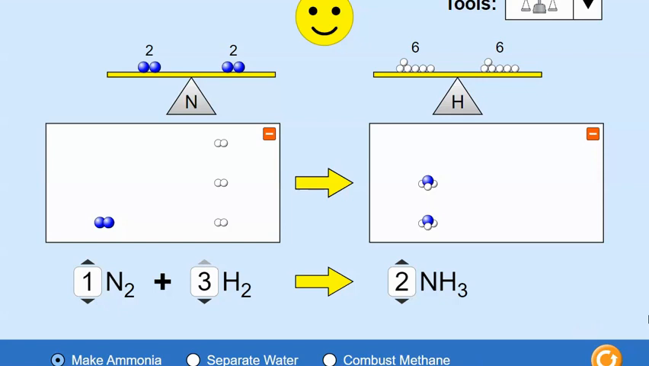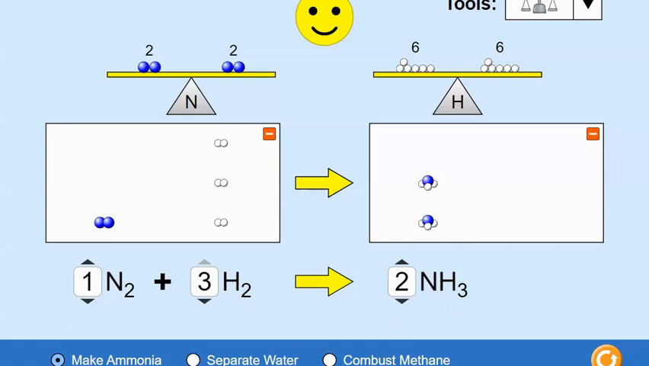This one's pretty nice because you get this yellow smiley face that says you're done. The numbers don't have to be the same, like the fact that there's 2 nitrogens on both sides, but 6 hydrogens on both sides. It only has to be the same per element. So hydrogen needs to have 6 and 6, nitrogen needs to have 2 and 2. So this balanced equation, it's 1 nitrogen reacts with 3 hydrogens to make 2 ammonias.